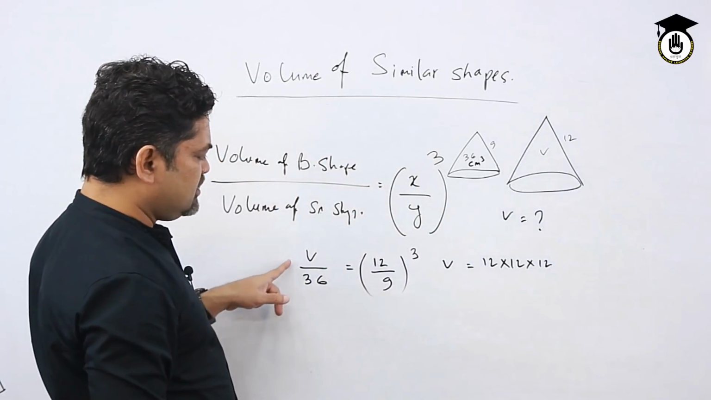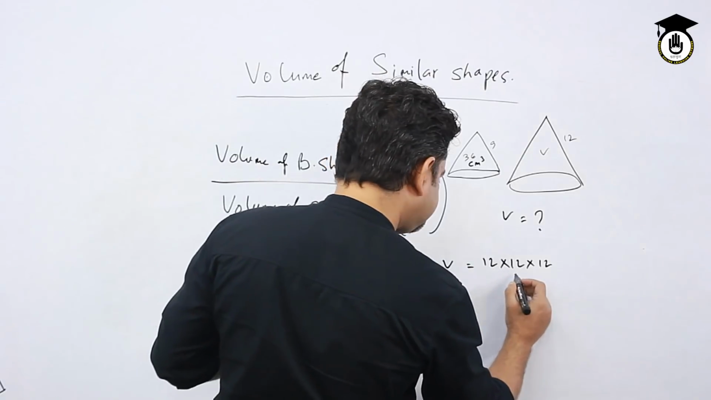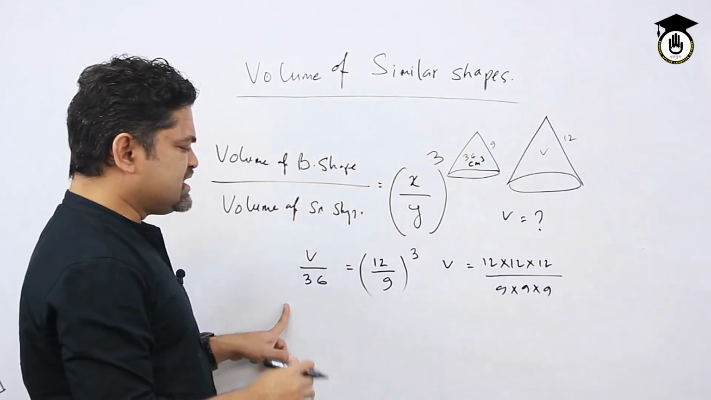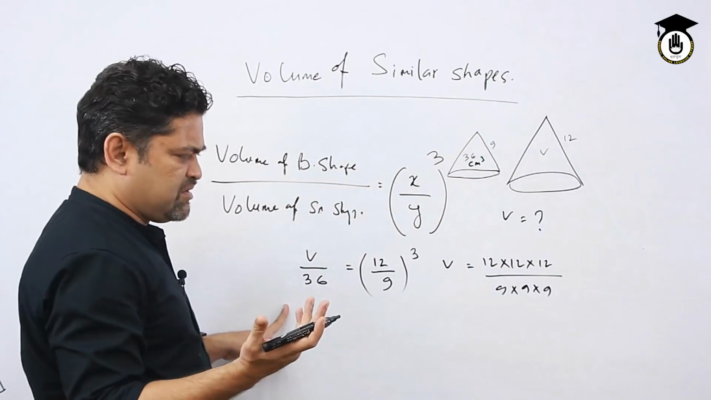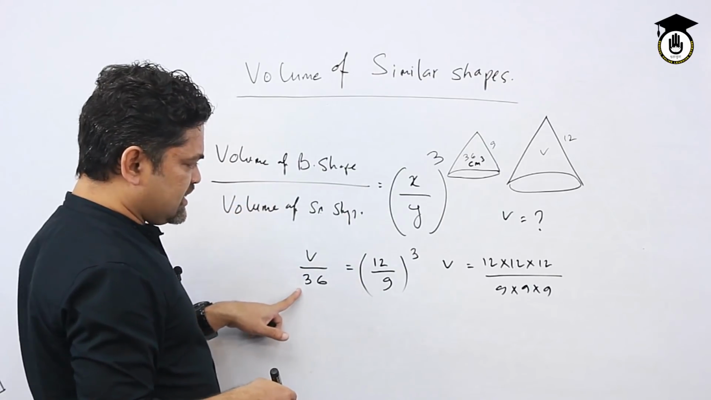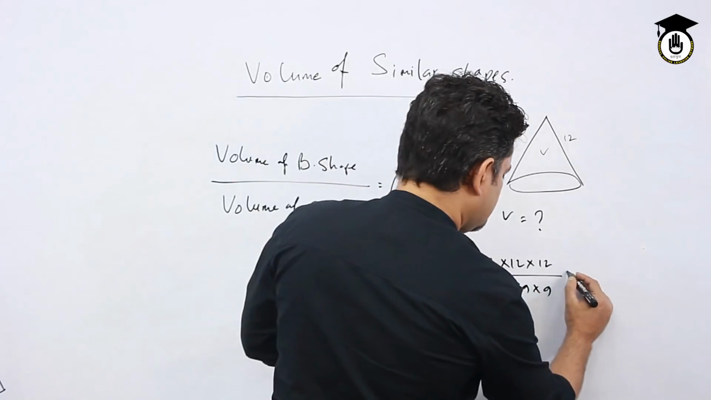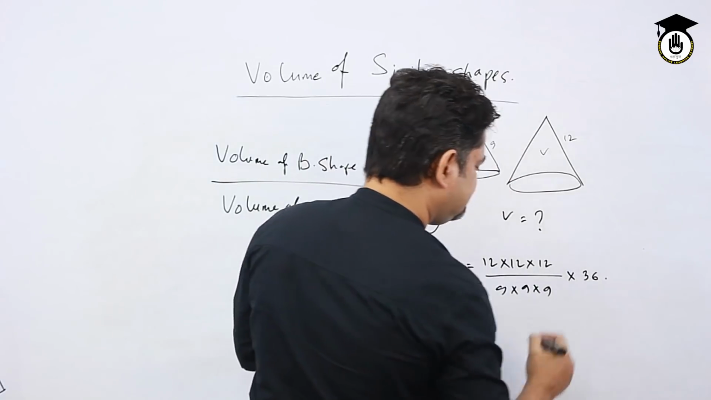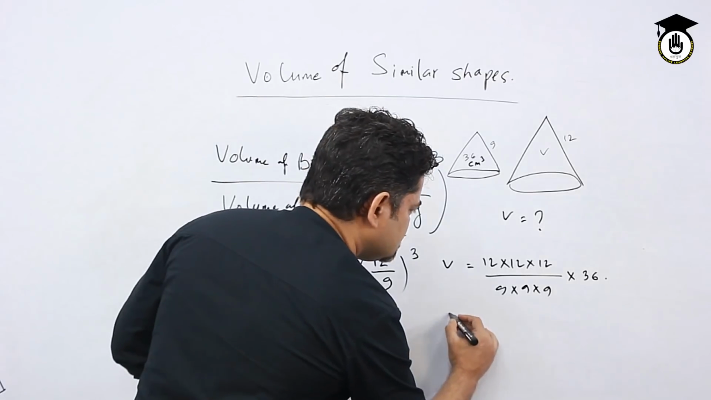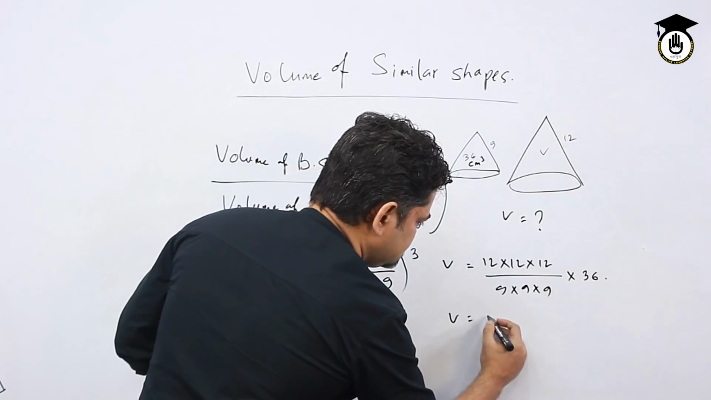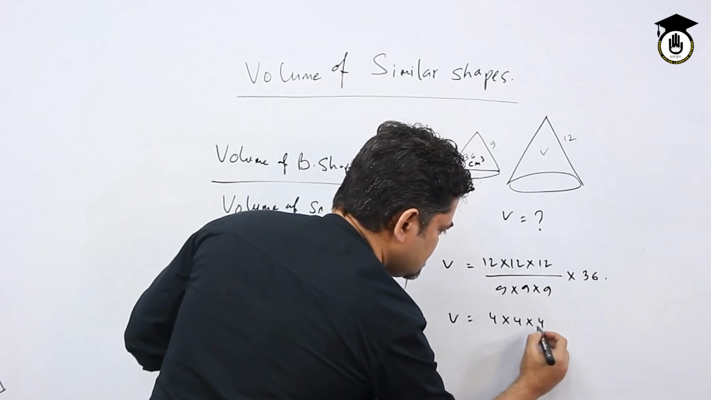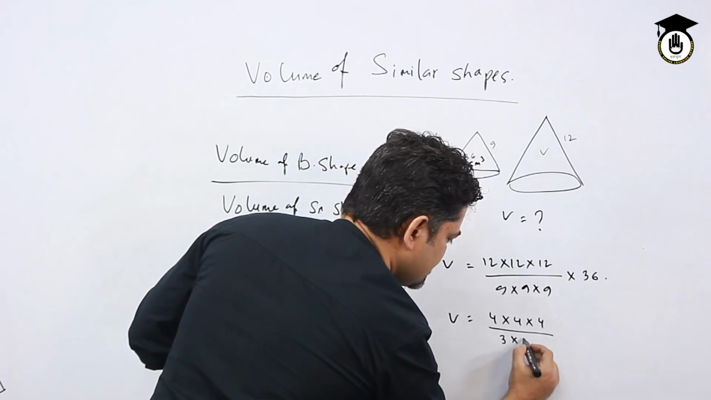So V equals 12 cube divided by 9 cube, that is 9 into 9 into 9, and that into 36. You can solve this mathematics problem in your own way, no problem. Just understand the logic and the way you can sort it out. To make it easier, if you cut it out, we make the numbers smaller.